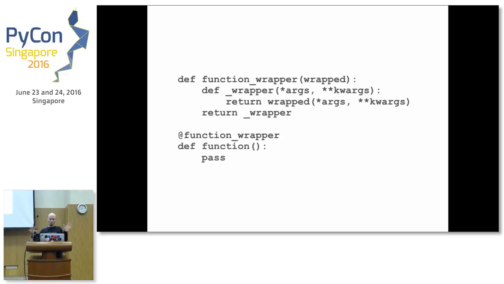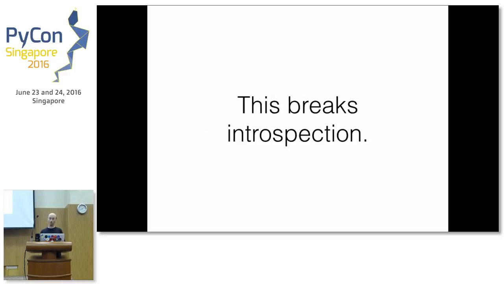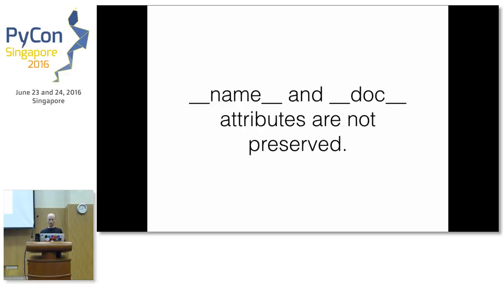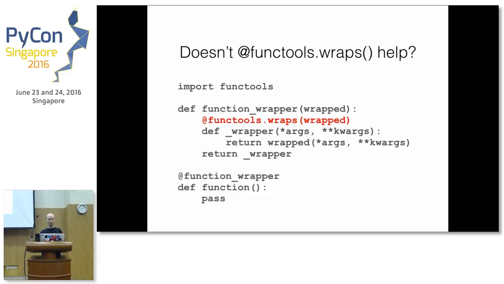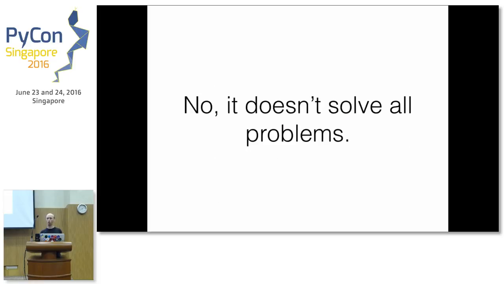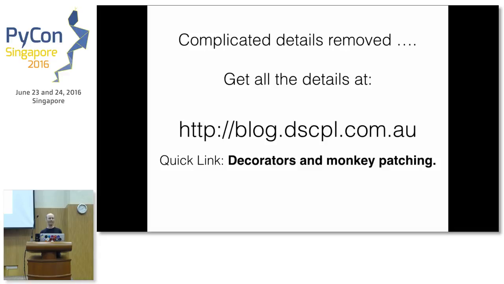Most people would know how to do that, and they think it's all well and good, but that breaks introspection. Name and doc attributes are not preserved, so if you're going to start using help on doc strings, it doesn't work. Doesn't functools.wraps help with this? No, it doesn't solve all the problems. It gets very complicated as to why, and I'm definitely not going to go into this.